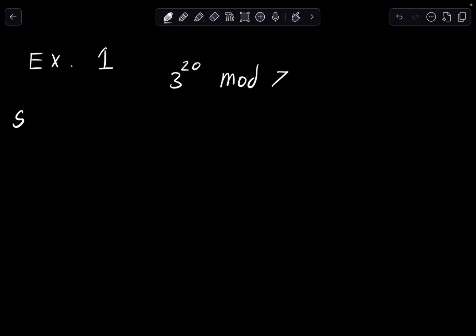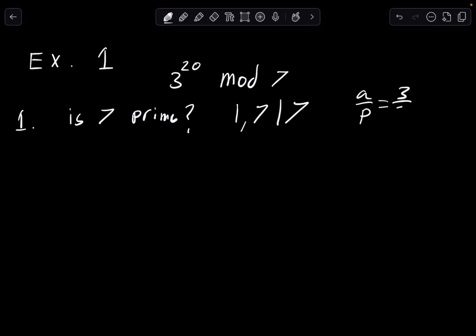Okay, for step one, let's see if we can actually use Fermat's here. So is 7 prime? Yes, it is, because 7 is divisible by only 1 and itself. So that criterion is met. Now, is A divisible by P? So A divided by P would be 3 divided by 7. This does not equal K, where K is an integer. So it meets the criteria for Fermat's little theorem.